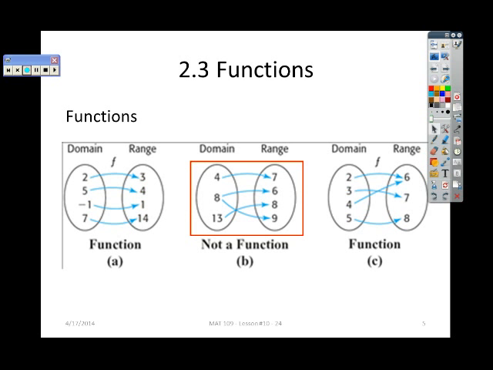When I put 8 in, I don't know for sure what my output is. Here, if I put in 4, I know what my output is going to be. No question. If I put in a 2, I know what my output is. No question. So those are the distinctions between functions and just relations. That middle one still has a domain. It still has a range. It's just not a function because it doesn't have that uniqueness.